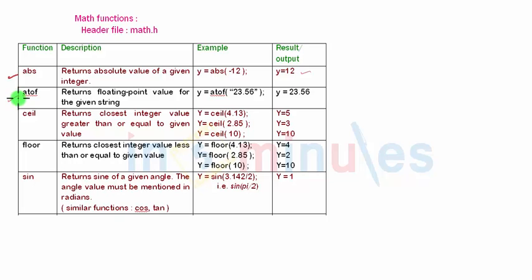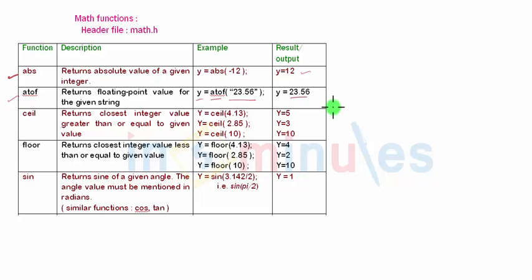Now next is atof, alpha to float, or we can say string to float. The function returns the floating point value for a given string. So you have to write the atof function, in bracket you have to write some string, and the value of that string will be converted into a proper floating point value. So you'll get the return value as a floating point number. Here we have taken the example string 23.56.